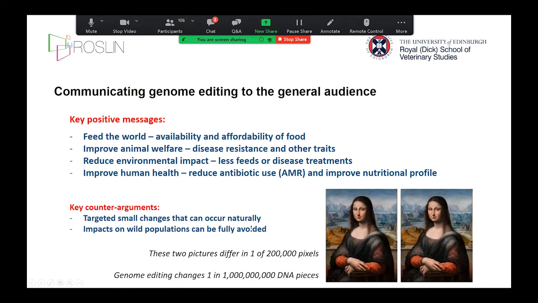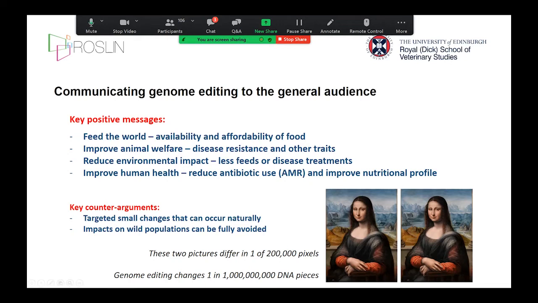And then the second counter argument, I think people will rightly argue that wild populations need to be protected. And I agree with that, but I think we can protect the wild populations from those impacts. And that's what legislation is for. I don't want to say much more.